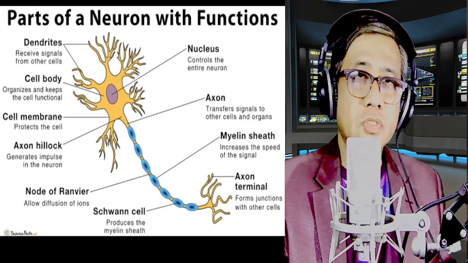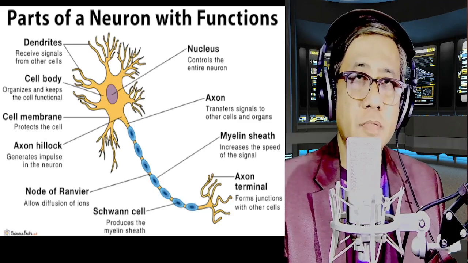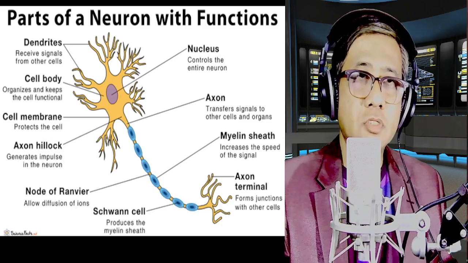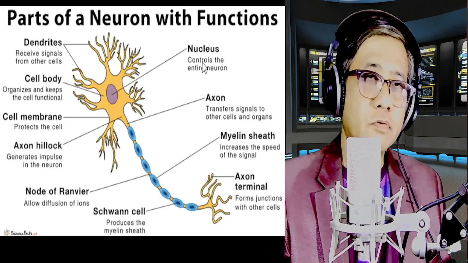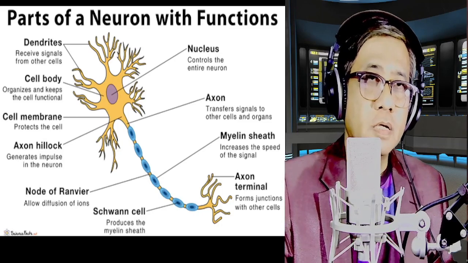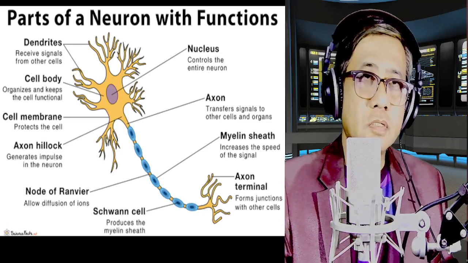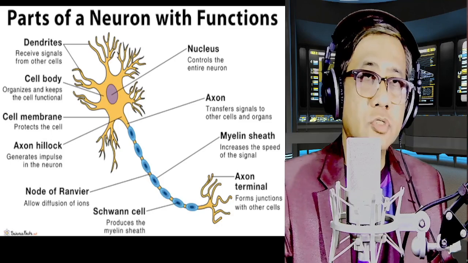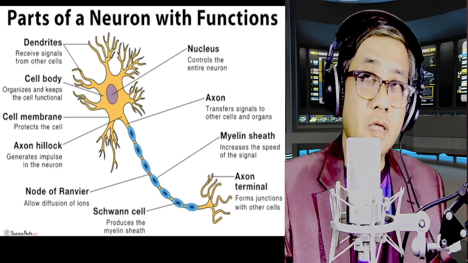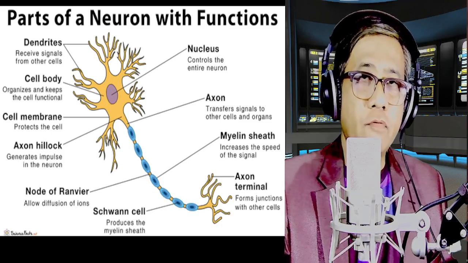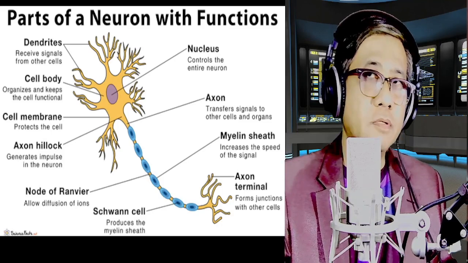The axon is covered by a myelin sheath that increases the speed of the signal. And the myelin sheath is produced by the Schwann cell. The Schwann cell produces the myelin sheath which acts as an insulator. Then in between Schwann cells is the node of Ranvier that allows diffusion of ions. Then at the end of the axon is the axon terminal that forms junctions with other cells.